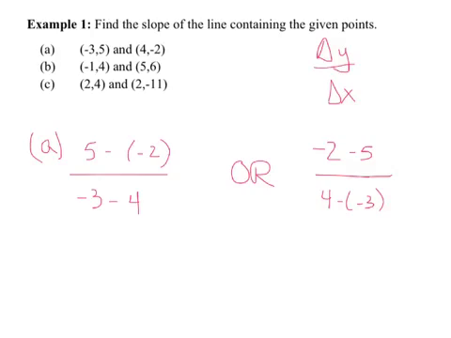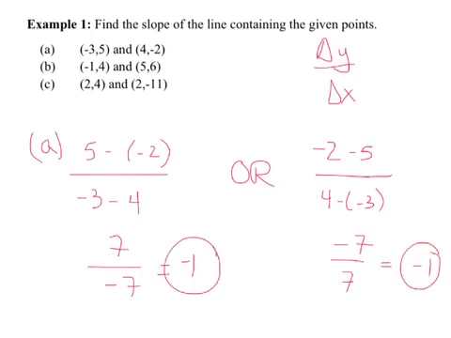Let me show you. This becomes 7 over negative 7, which is indeed negative 1. This becomes negative 7 over 7, which is also negative 1. So it does not matter which way you subtract as long as you are consistent. So if you're going to start with the second coordinate and subtract the first coordinate, you have to do the same thing for the denominator. Start with the second coordinate and subtract the first coordinate. If you're going to start with the first coordinate and subtract the second coordinate, then start with the first coordinate and subtract the second coordinate for x. But either way is fine.